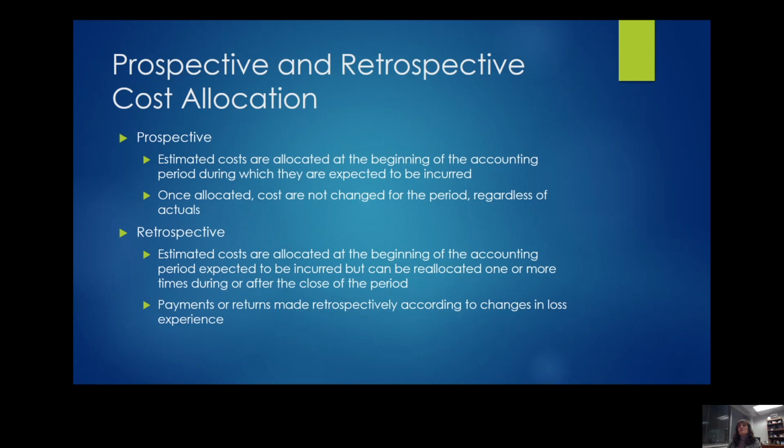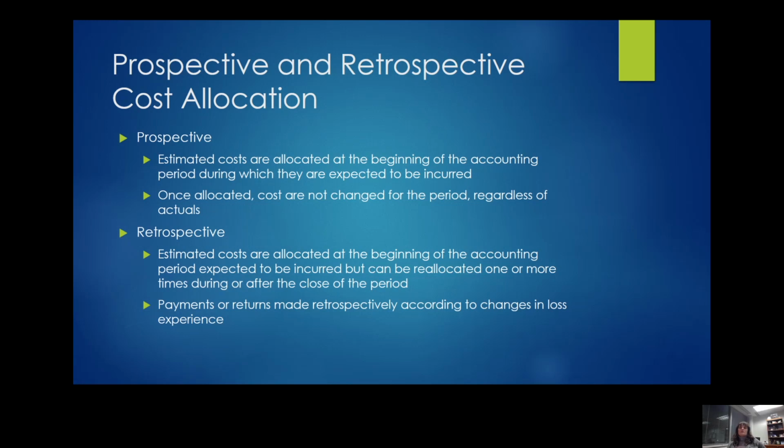So from a prospective approach, you're estimating things at the beginning of the period based on what you know. This happens all the time with insurance. They give you an estimated premium, they tell you what it's going to be, and no matter what, that's the premium you're going to pay. If you end up having more or less losses, they're not going to give you a refund, and they're definitely not going to charge you more. So it's a flat amount, and you're never going to adjust that. So the costs are never changed period to period, regardless of what your actual experience is.